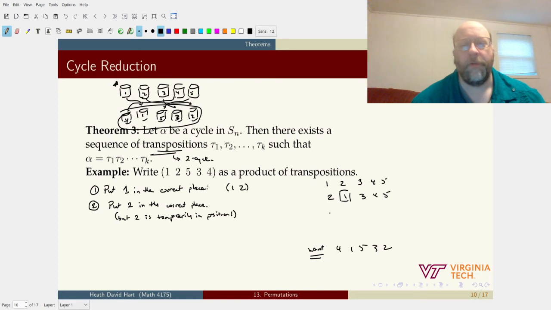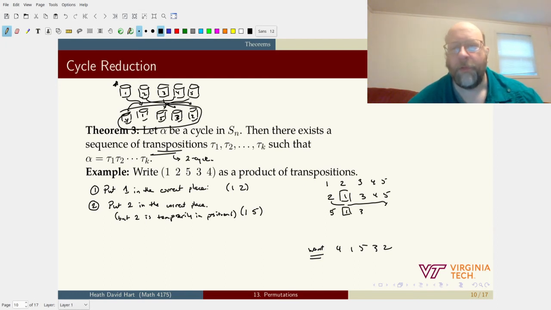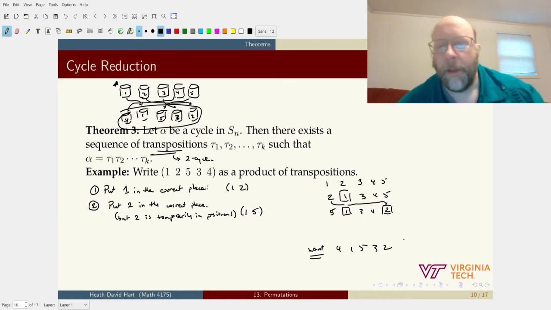But 2 is temporary in position 1. We want to move the thing that's in position 1 over to here. And so we're going to swap position 1 with position 5. And so that's going to get me a 5 up here and a 1, 3, 4, and then a 2. Okay.